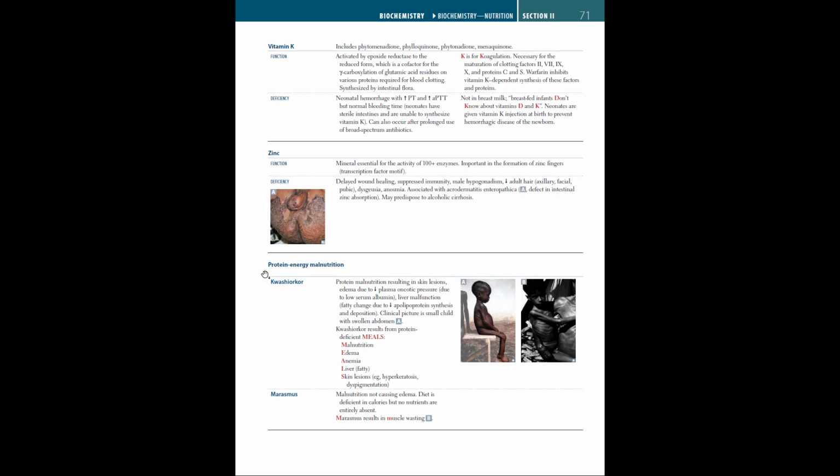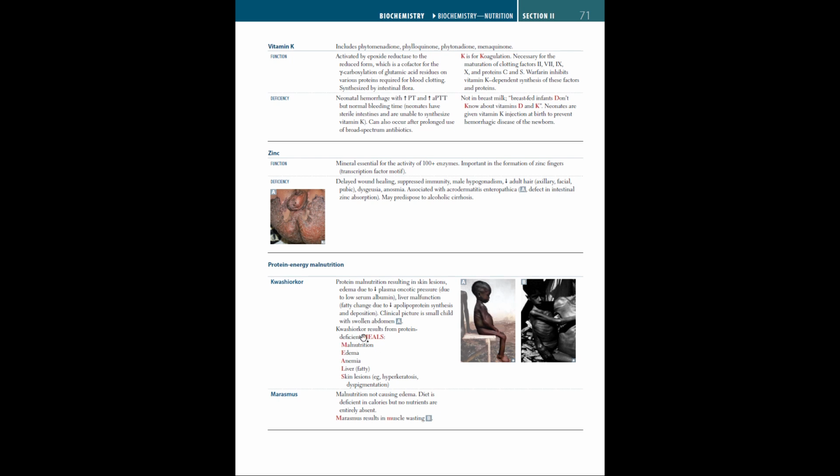Now we have protein energy malnutrition, which is divided into two main categories, kwashiorkor and marasmus. Now, kwashiorkor is a protein malnutrition resulting in skin lesions and edema due to decreased plasma oncotic pressure, which is due to, again, a low serum albumin, and liver malfunction leading to fatty change due to decreased apolipoprotein synthesis and deposition. And the clinical picture is a small child with a swollen abdomen, seen in picture A.